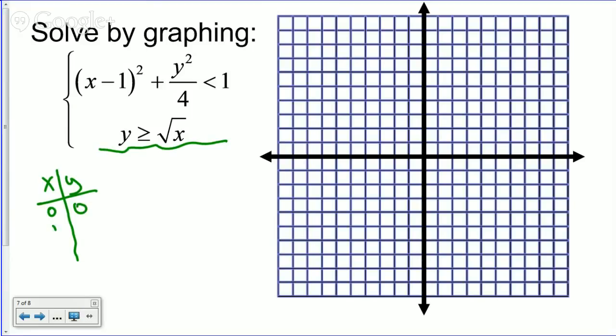Then let's move up. 1. Square root of 1 is 1. Now I'm going to skip up to 4 because I know 4 has a square root of 2. And 9 has a square root of 3. So we're looking at perfect square numbers. Okay, so 0, 0, 1, 1, 4, 2, and 9, 3. And it is a solid line. So we will connect those. And we want y to be bigger than that.